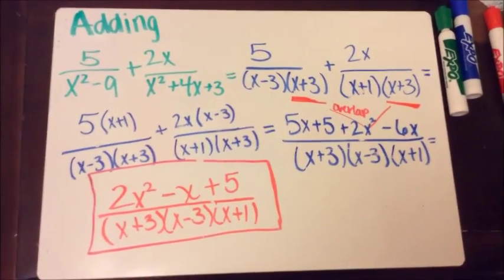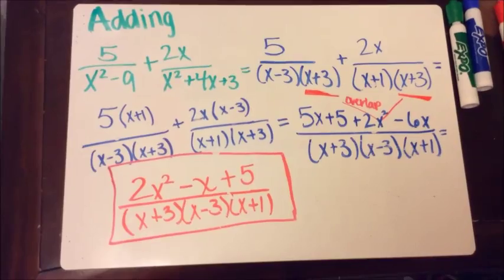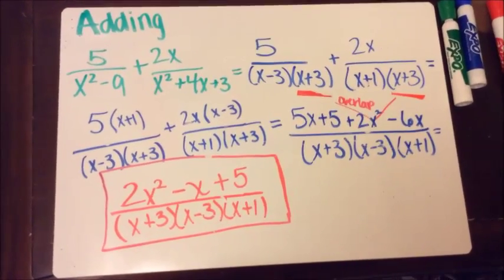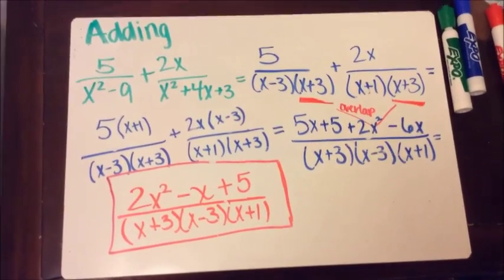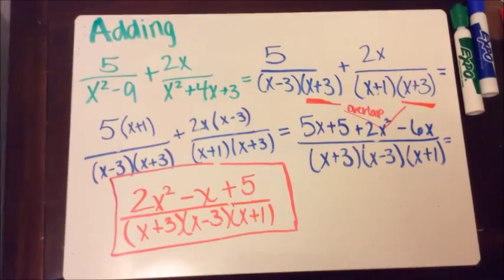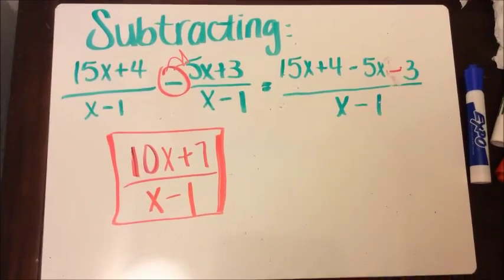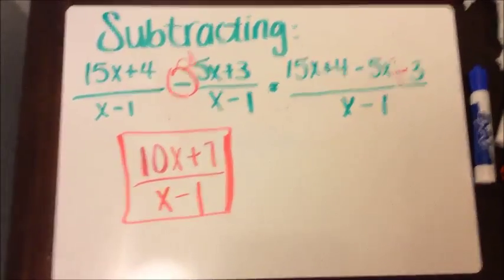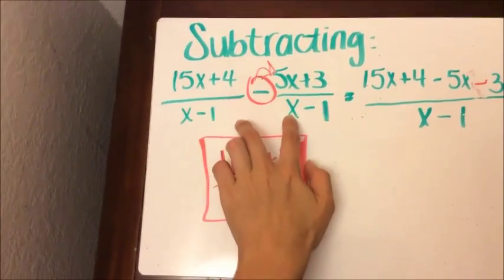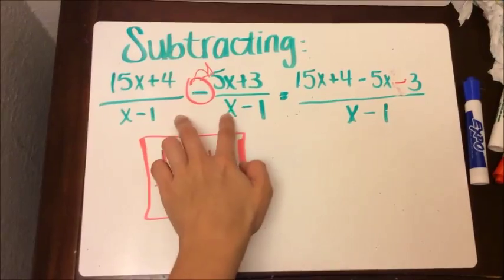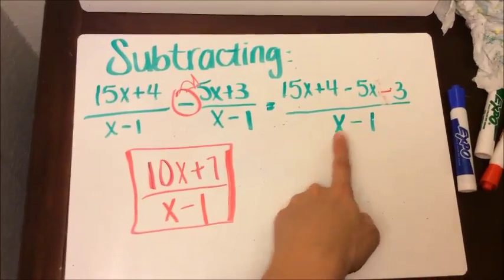And that is how you would solve an addition problem when you don't have a common denominator. You can always refer back to this problem when you're solving one of these as well. With subtracting, it is the same exact steps as adding. First, we look if we have the same denominator, and in this case, we do. So that just passes on.